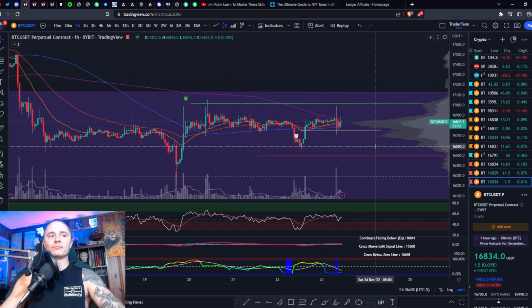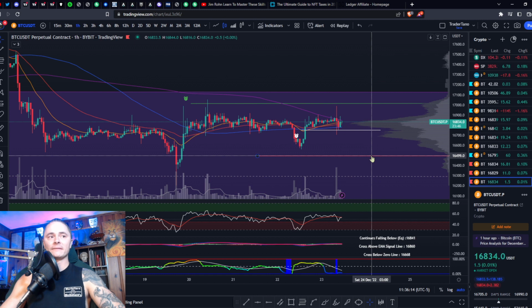Bearish case is that you break this last low at 16,590 and then break 16,500. I would expect a bounce here, but if you break this level, 15,500 is in the cards. There is a huge move coming. Okay, we got a big move coming.